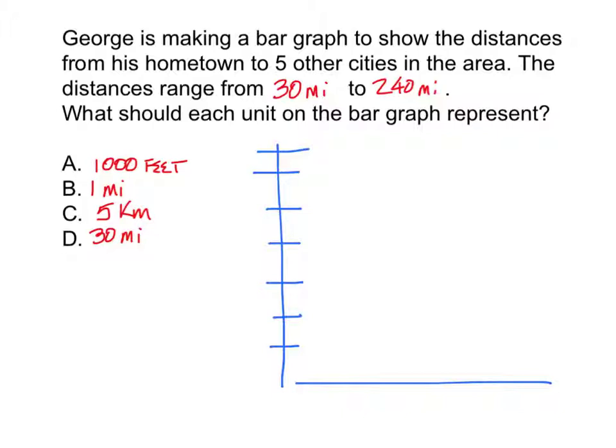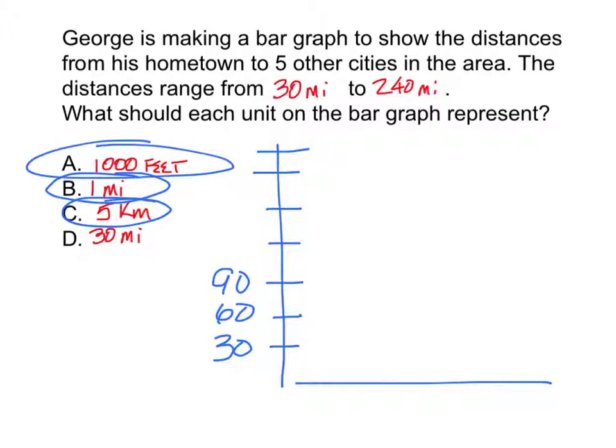D. D as in dog? Yeah, 30 miles, because you're going to go 30, 60, 90, and you'll get to 240 after 8 hash marks. 5 kilometers is the wrong unit. 1 mile, you'd have to make 240 marks. And 1,000 feet, you'd have 5 marks for every mile. So 5 times 240, 1,200. 1,200 marks you'd have to make. So D is the right answer.